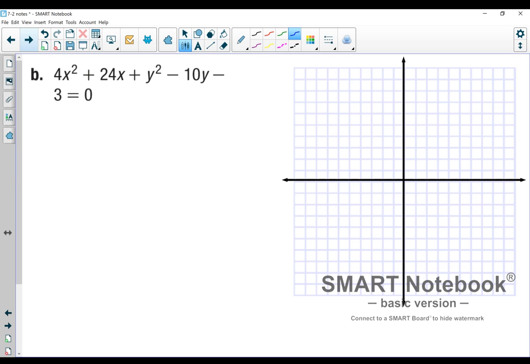So we have another ellipse that we want to graph. The problem is it does not look anything like it's supposed to. I don't have any fractions. I don't have any quantities squared. So first we're going to have to write it in standard form.